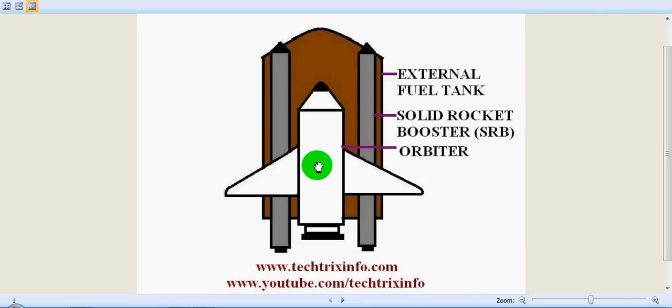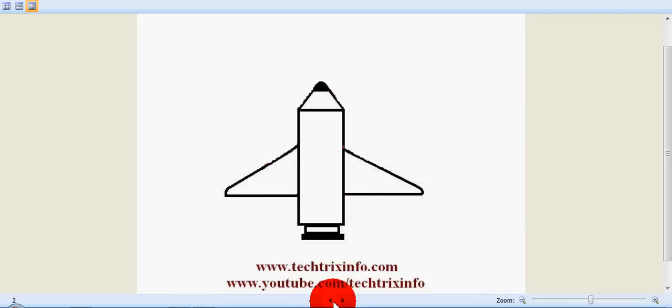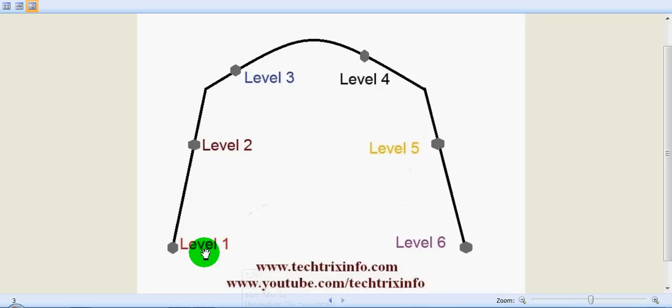So there are six levels involved in a spacecraft's flight path. Let's see this. So this is actually the orbiter when it gets detached from the SRB and the fuel tank. So let's see the six levels. There are level 1, 2, 3, 4, 5, and 6.